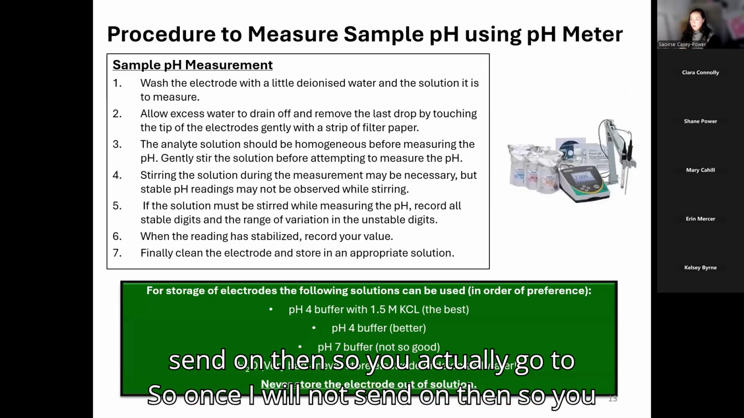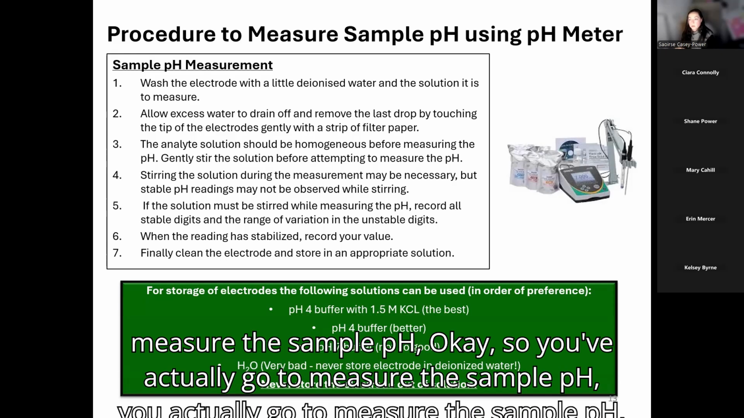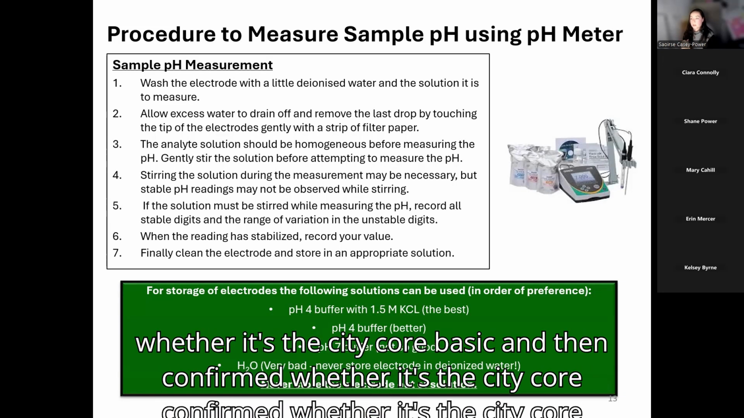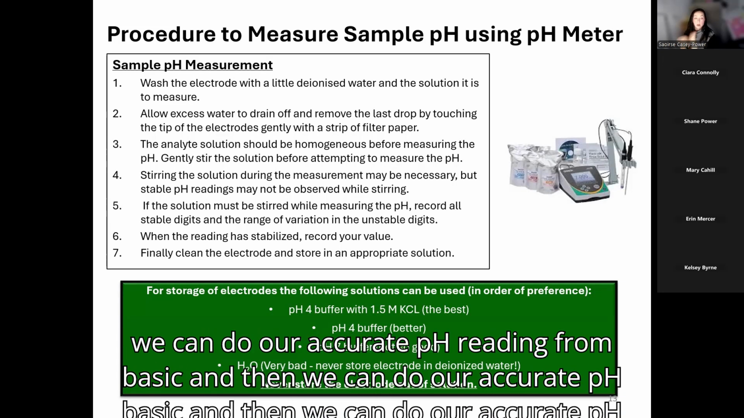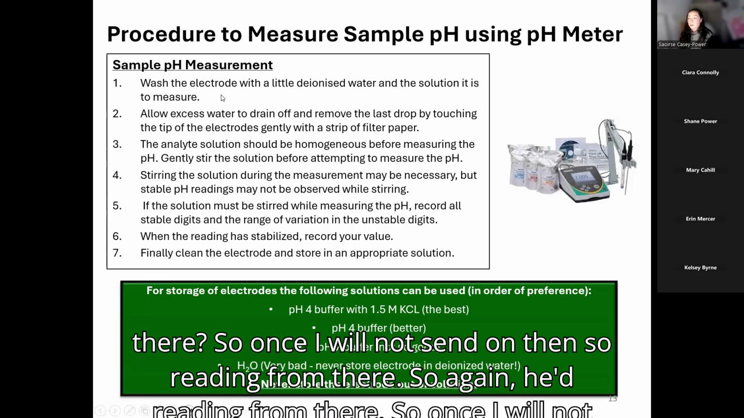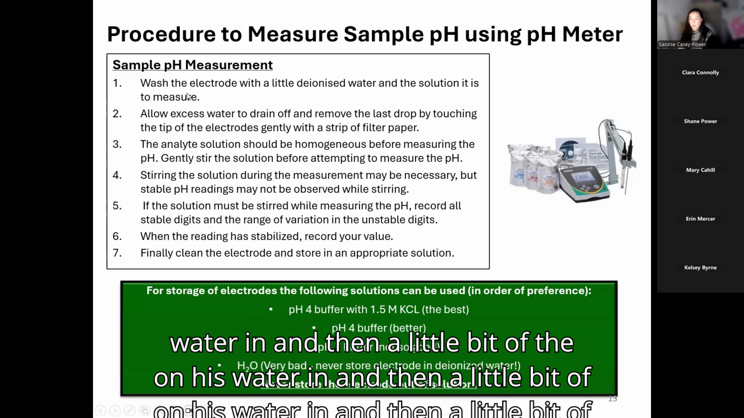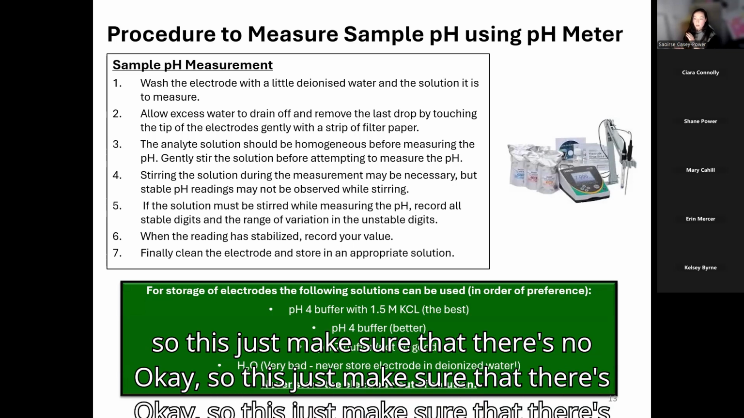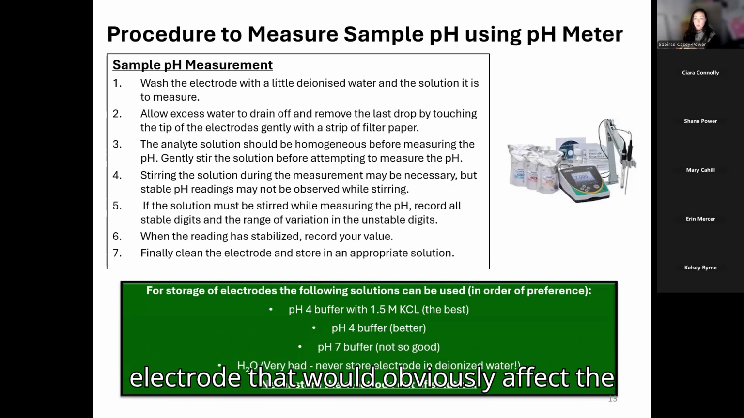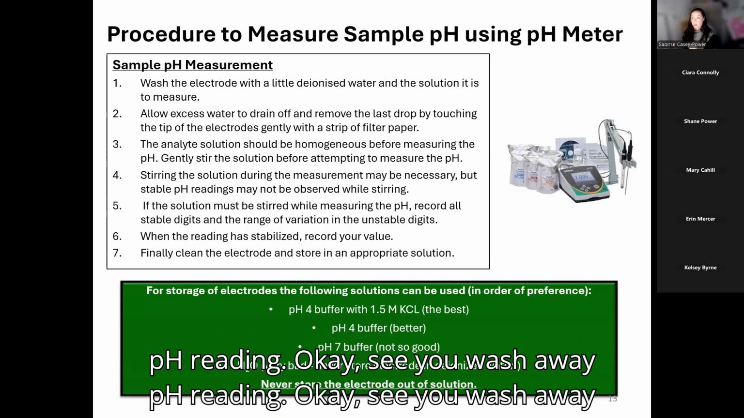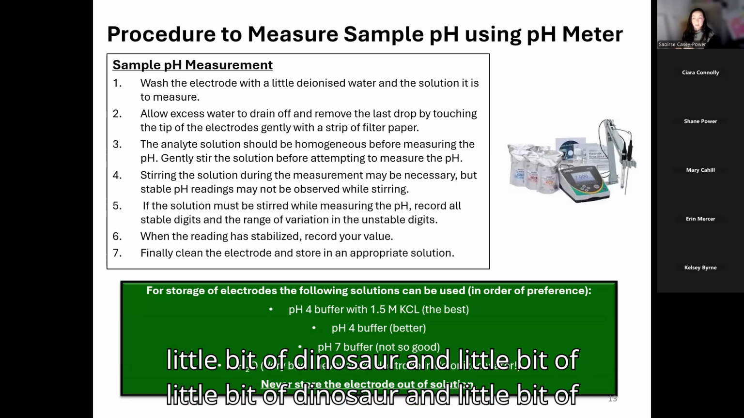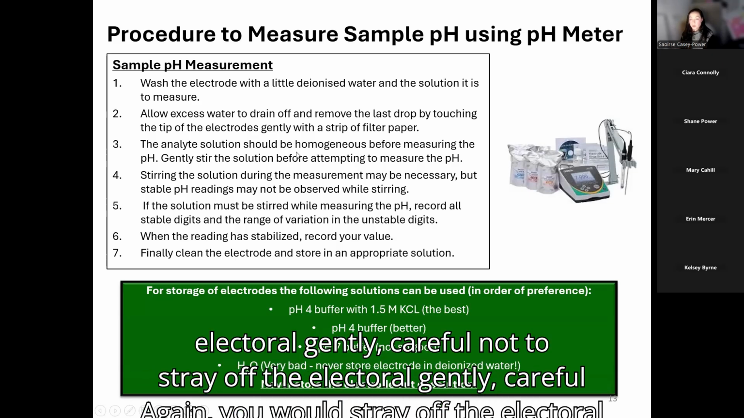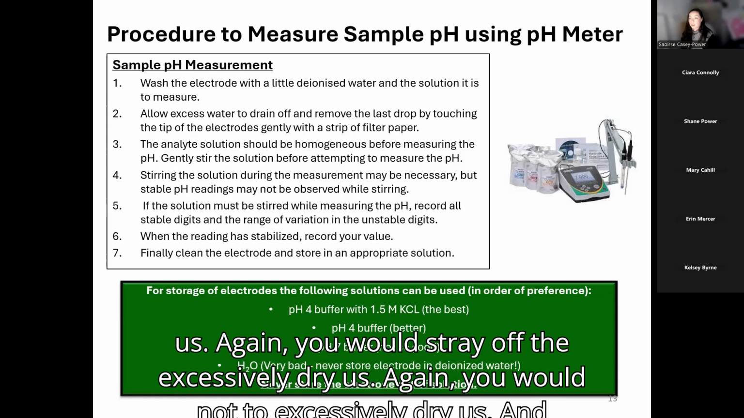So once all that's said and done, you actually go to measure the sample pH. Okay, so you've calibrated it, you've done the litmus test, so you've confirmed whether it's acidic or basic, and then we can do our accurate pH reading from there. So again, you'd wash the electrode with a little deionized water, and then a little bit of the solution you're going to measure. Okay, so this just makes sure that there's no residual water on the surface of the electrode. That would obviously affect the pH reading. Okay, so you wash it with a little bit of deionized water and a little bit of the solution that you're going to measure. Again, you would dry off the electrode gently, careful not to excessively dry it.